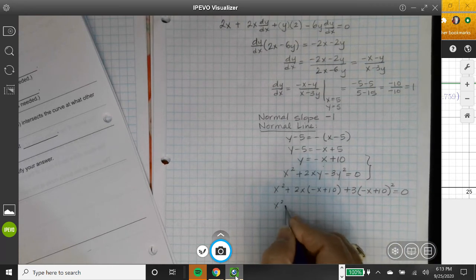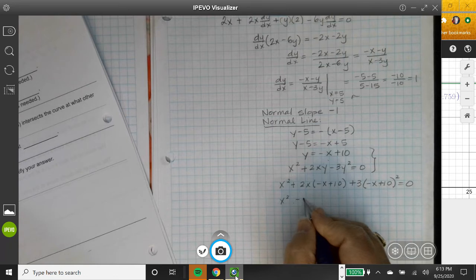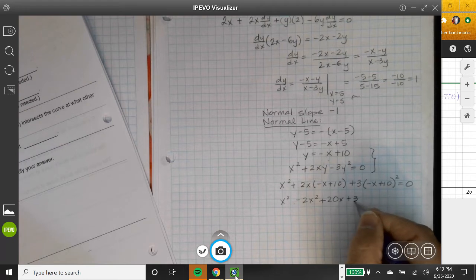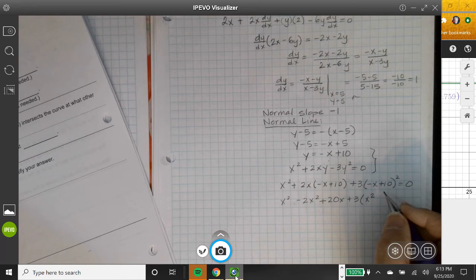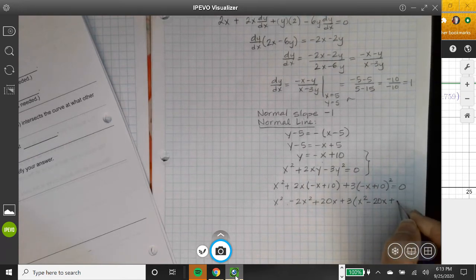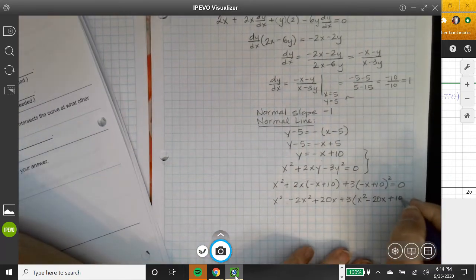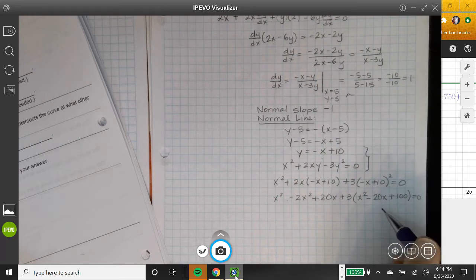So we get x squared plus, I'm sorry, it's minus because it's a negative x here. Minus 2x squared plus 20x, if I distribute these. Plus 3 times, I'm going to expand this. So it's going to be x squared, because negative x times x, minus 20x plus 100. I forgot the 1. Equals 0, right?